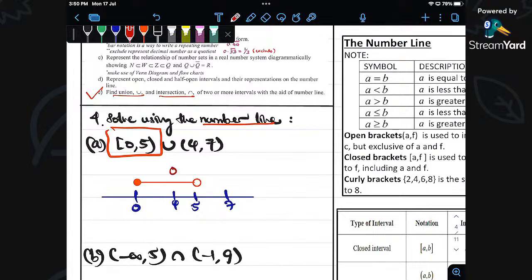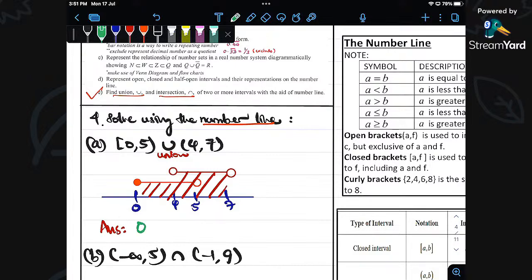And then 4 to 7, both are empty circle. So begini dah dapat markah lah. Cumanya sekarang kita diminta untuk letak union. This is union. So union bermaksud lorek semua. Therefore the jawapan adalah from 0 to 7, but the 0 is included while the 7 is open.